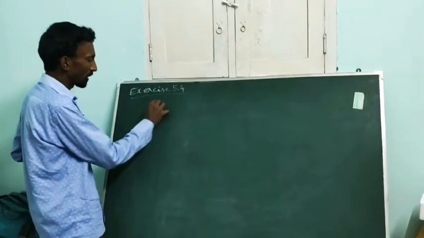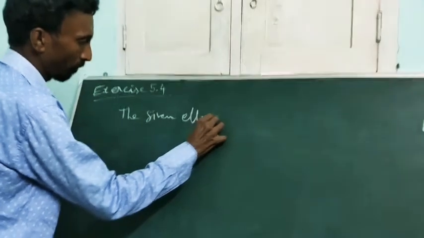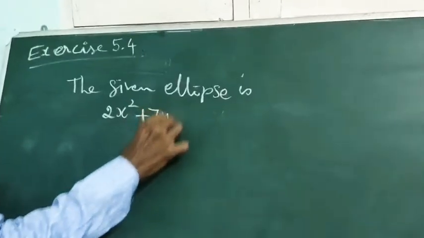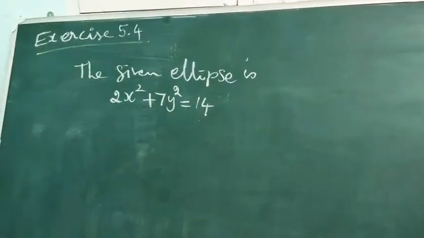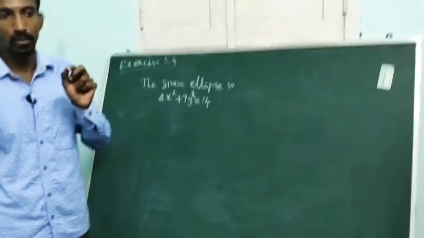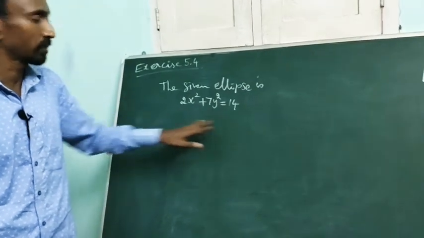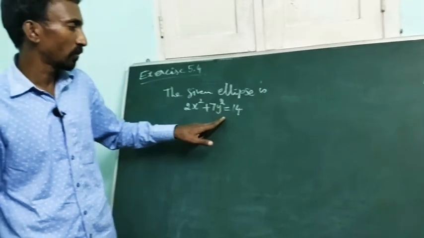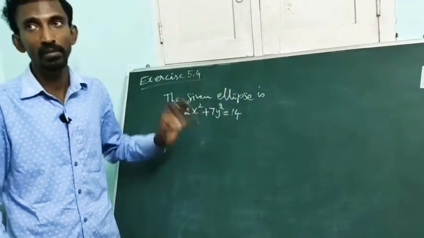So the given ellipse is 2x square plus 7y square equal to 14. Okay. So once again listen the question very carefully. Here the question is tangents, plural. So singular means we can find out just by the replacement method. X square is replaced by x1 and y square is replaced by y1, and put x1 comma y1 is (5, 2), we get the equation of tangent.